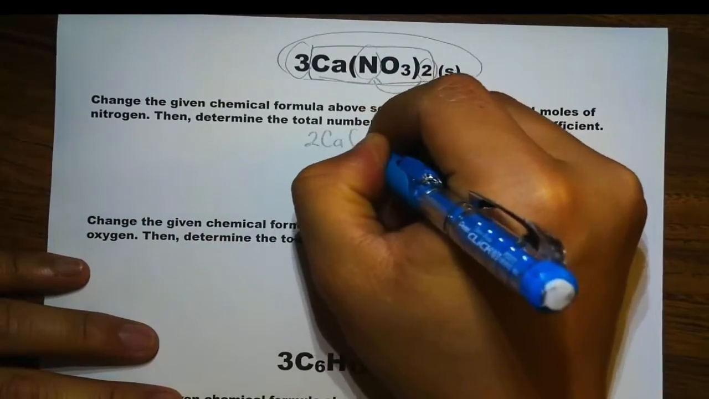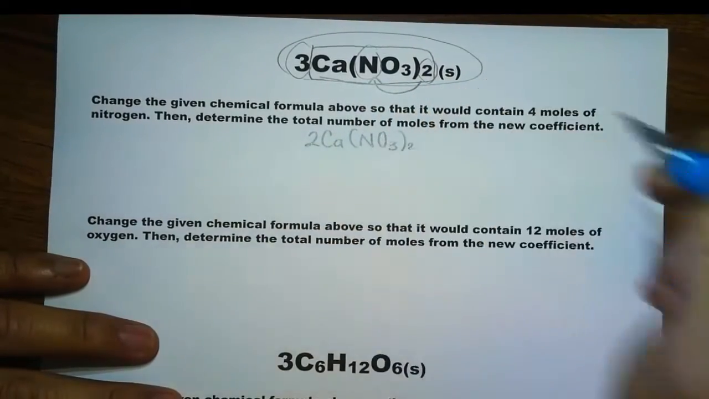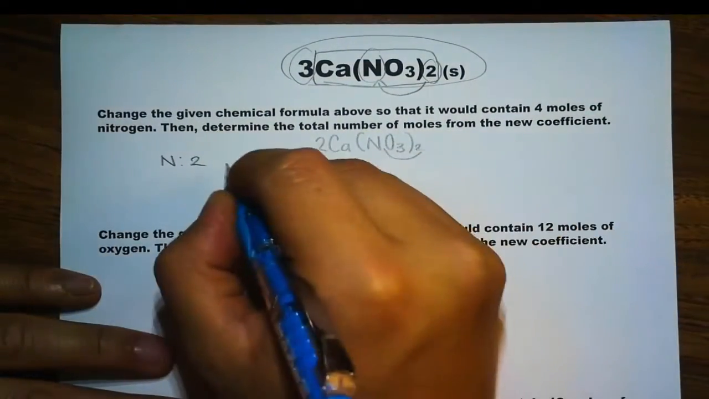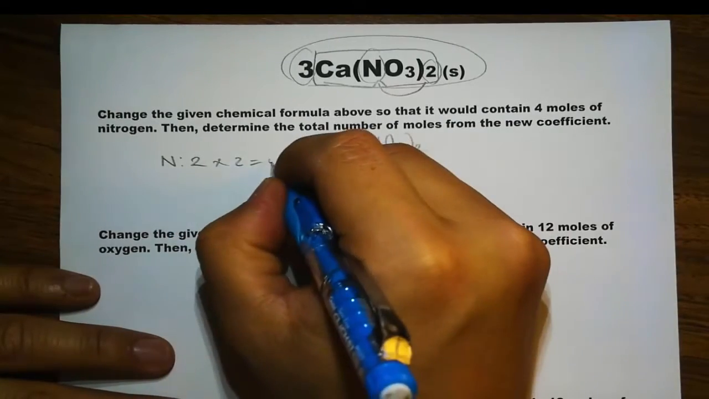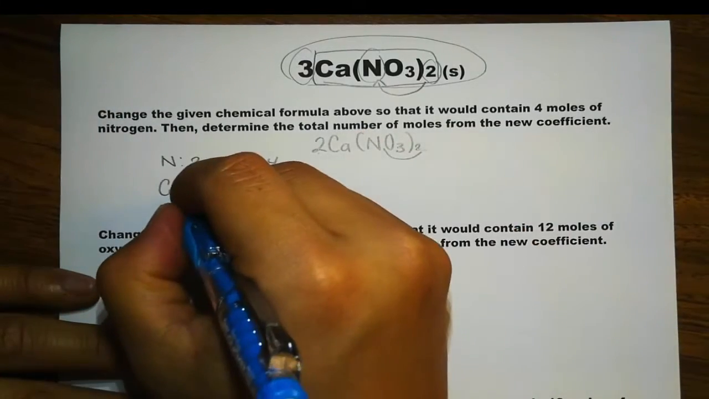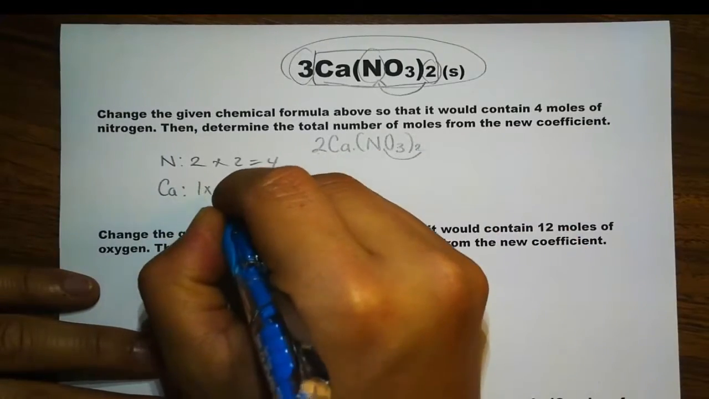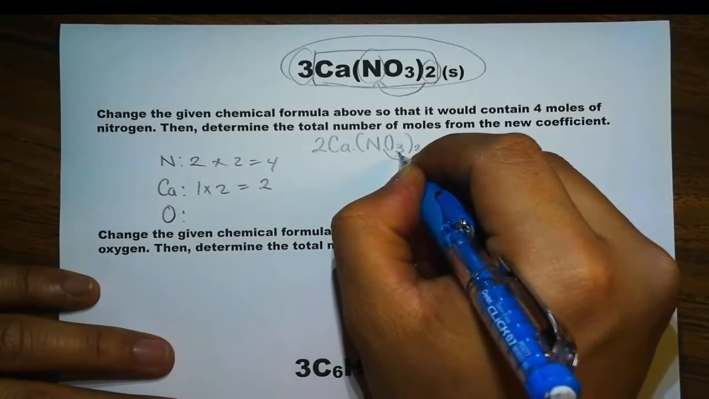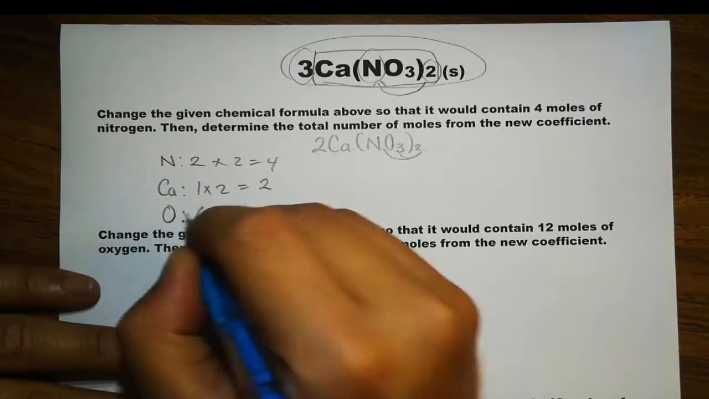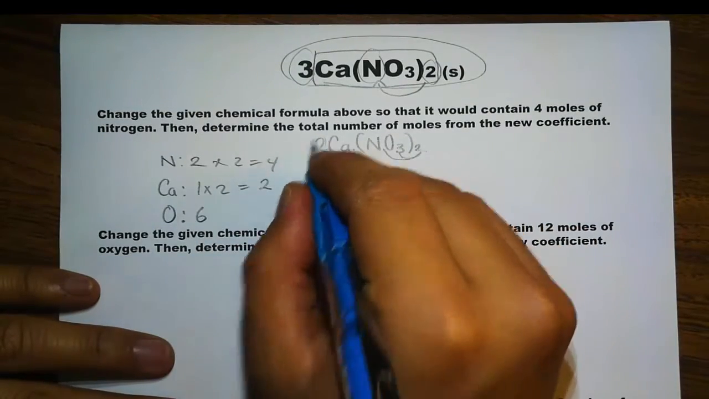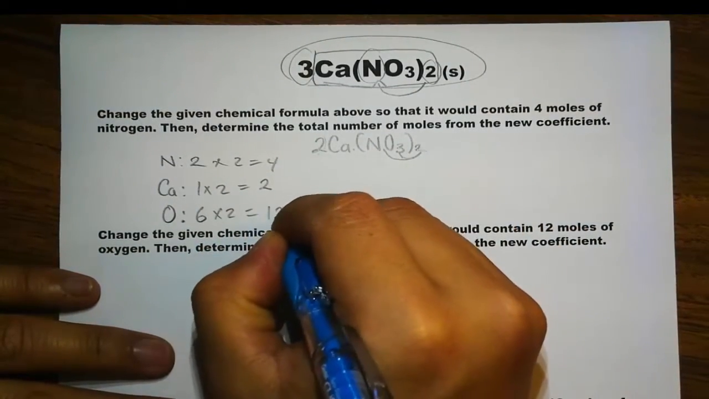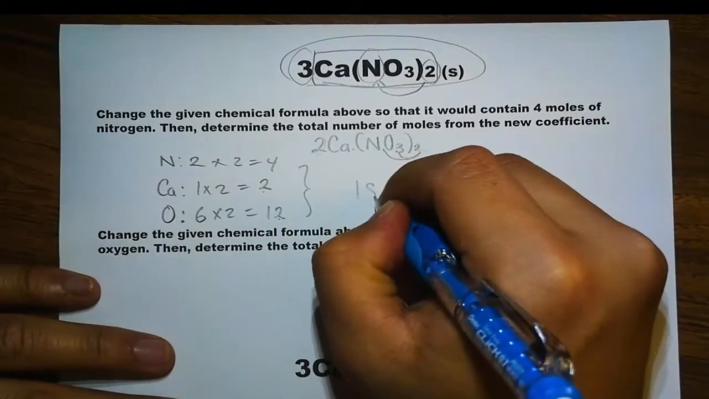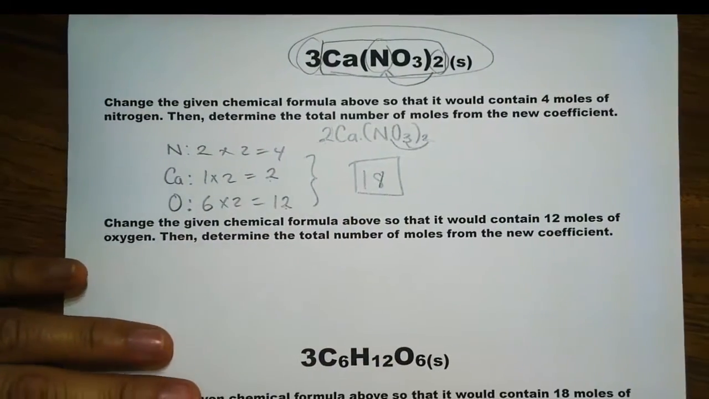So we have 2 Ca(NO3)2. And we look at the nitrogen: there's 2 for each, times the 2 of the substance, that gives us 4. And for calcium, it's just 1 times 2, which gives us 2. And for the oxygen, we have 2 of O3, so each of them has 6 oxygen, but now we have 2 of the substance, so that is 12. Then we add them all together, 4 plus 2 plus 12, that gives us the total of 18 moles. Isn't that easy?